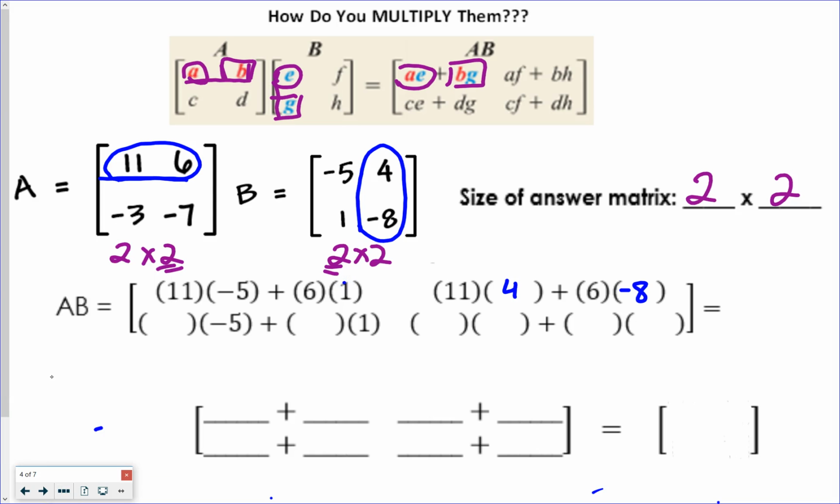Yeah, so we're going to go down. Let's do my second row now. Let's do 3 and negative 7, but we're going to do it with my first column because we want my second row first column entry, so we're using those numbers. So we're going to take negative 3, negative 7, and put it with negative 5 and 1. See how it kind of pops up next to it? Okay. So what comes first in each of them? Negative 3 and negative 5. What came second in both of them? Negative 7 and 1. All right.